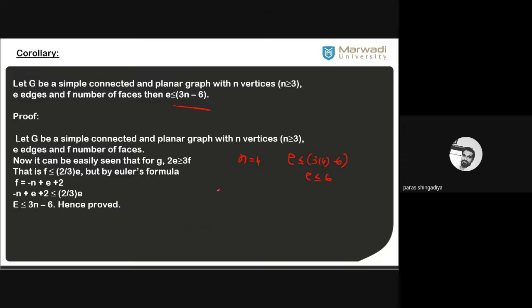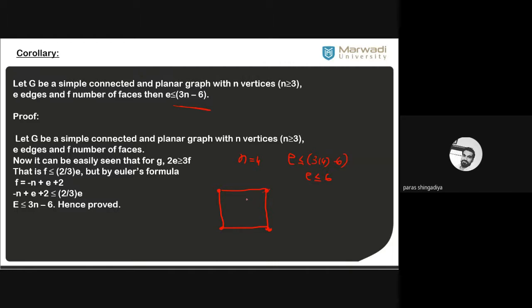And let's create this graph. It means up to 6 edges you can use to create a simple connected planar graph. Let's connect these 4 vertices by one edge, but that looks disconnected. Consider this edge also. This one, and I used 4 edges. Now this graph is simple as well as connected. It is also planar. There is no crossover between any two edges.